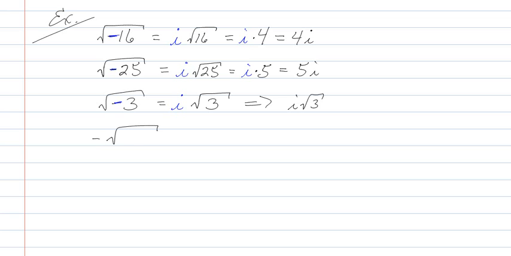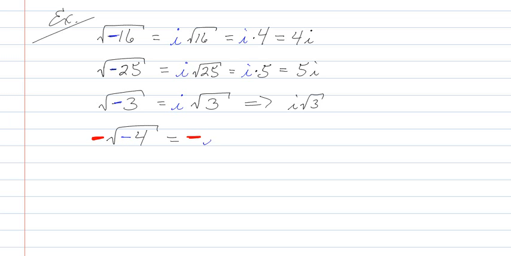We can go negative square root of negative 4. Alright. So we've got a couple of things to watch now. We've got a negative sign out front that has nothing to do with anything else. Then we have this negative sign right here that's inside the square root.